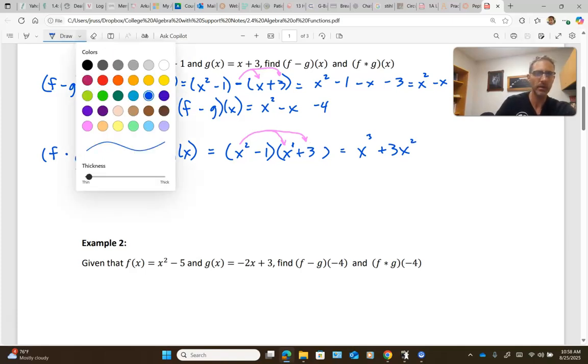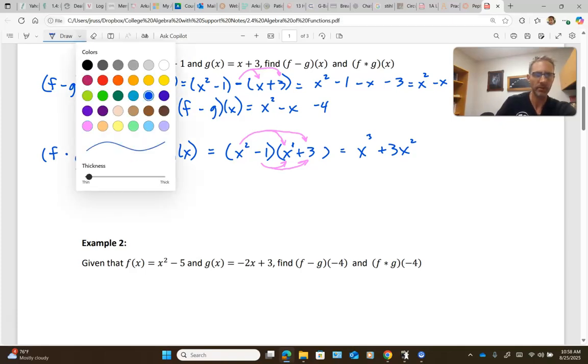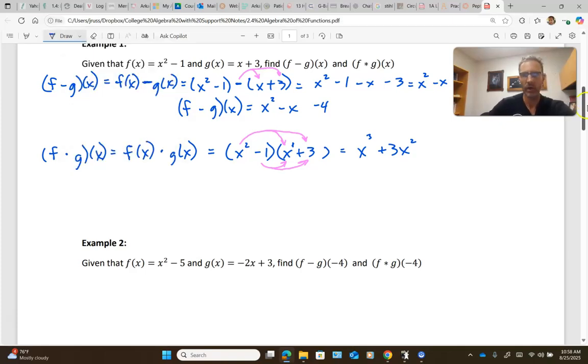Okay, so now I'm going to go to my second term, which is a -1, and distribute it to that second polynomial. Well, anytime we're distributing a -1, that's just going to cause our signs to change. So -1 times x will just be -x, and then -1 times 3 will become a -3. All right.